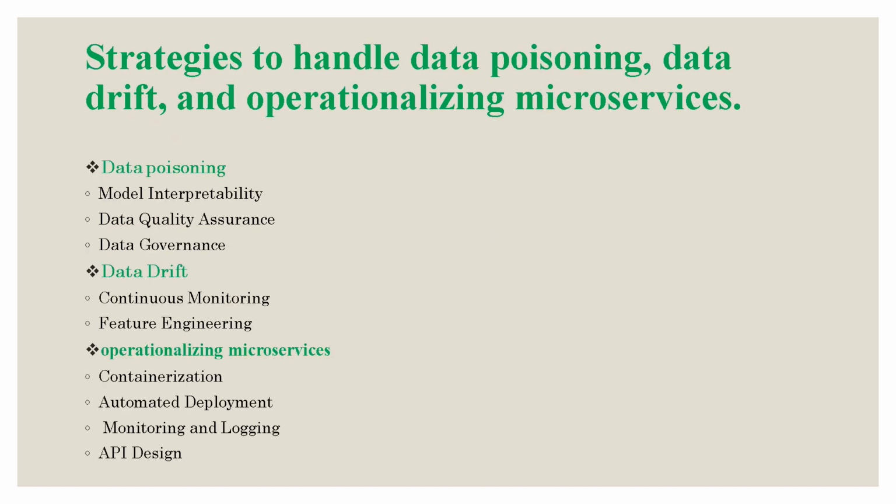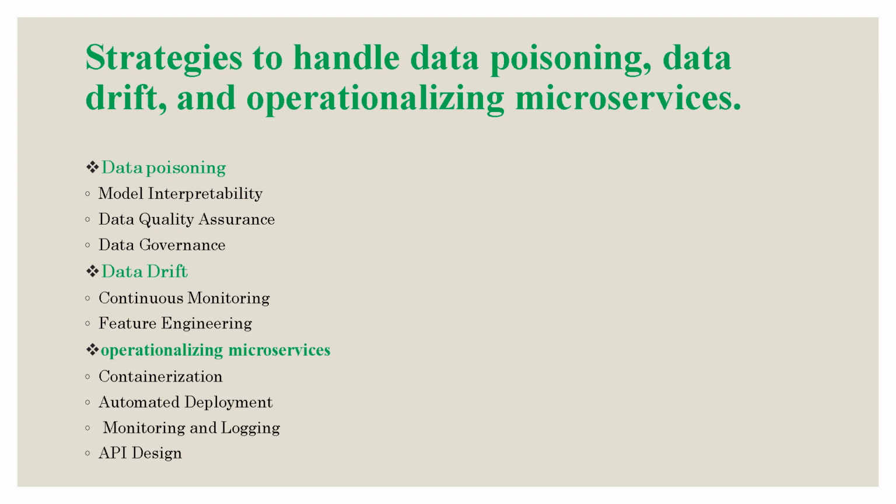Here we talk of the strategies to handle data poisoning, data drift, and operationalizing microservices. We begin with data poisoning, and I'll explain two points on each. We have model interpretability, and here we enhance model interpretability and transparency to detect and mitigate the impact of poisoned data on model prediction. Then we have data quality assurance. We implement rigorous data quality assurance processes to detect and mitigate instances of data poisoning. Then we have data governance, so only trusted sources contribute to the training data.